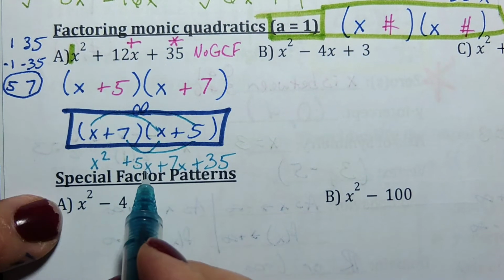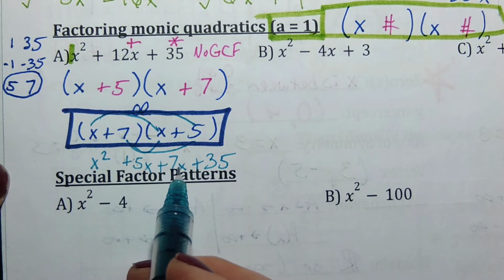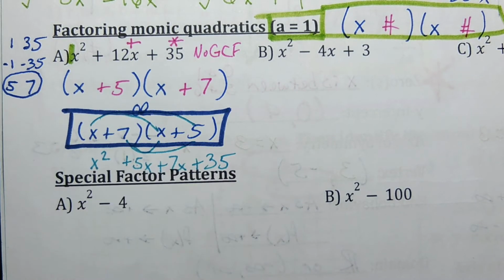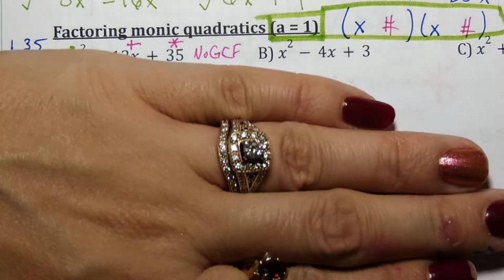And folks, if I combine these like terms, 5x and 7x together, do we get the same quadratic that we started with? Yep. So factoring doesn't change the value of the expression. It just changes the way that it looks so that we can easily find the x-intercepts. X-intercepts are -5 and -7.